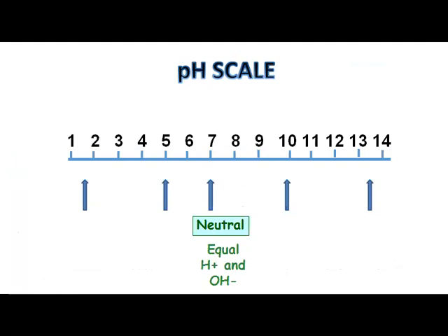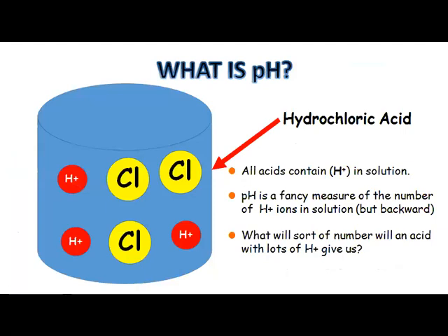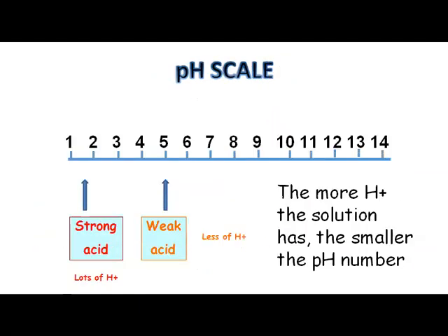When we consider hydrochloric acid, like all other acids, it also contains hydrogen ions in solution. Hence, the more hydrogen ions in the solution, the smaller the pH value, and it will have a pH scale value near 1 and will be a strong acid. Fewer hydrogen ions in solution will result in a higher value of pH on the scale and will be a weak acid.